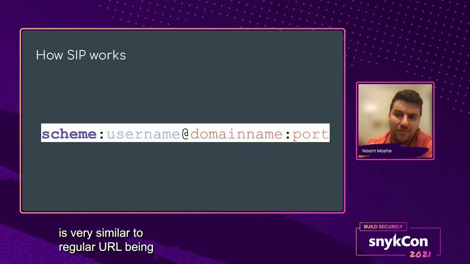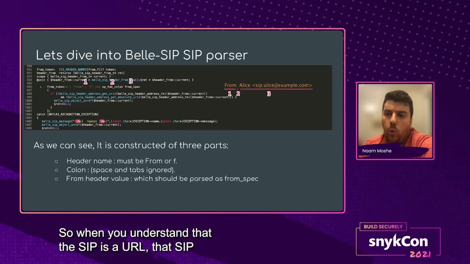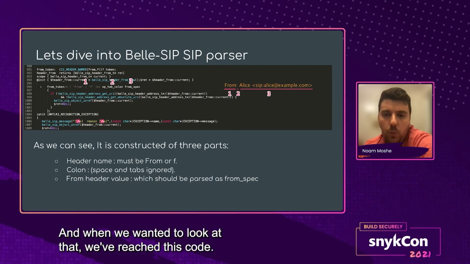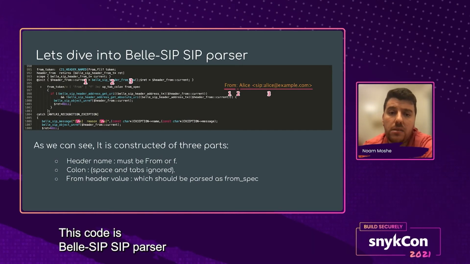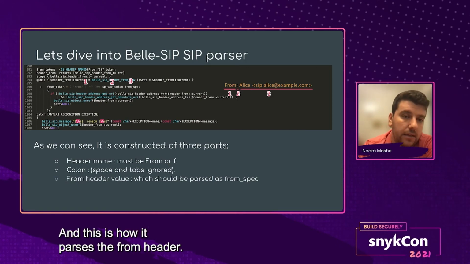And it is very similar to a regular URL, being built from a scheme, a username, domain name, and port. So when we understand that SIP has SIP URLs, we understand that the servers must somehow parse it. And when we wanted to look at that, we reached this code. This code is BetaSIP, a SIP parser that is used by many libraries. And this is how it parses the from header.